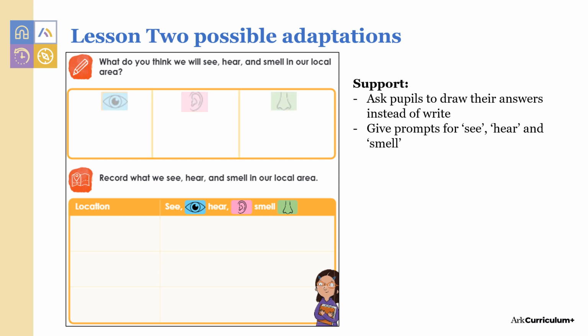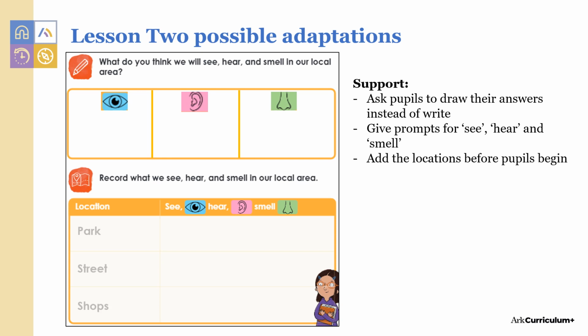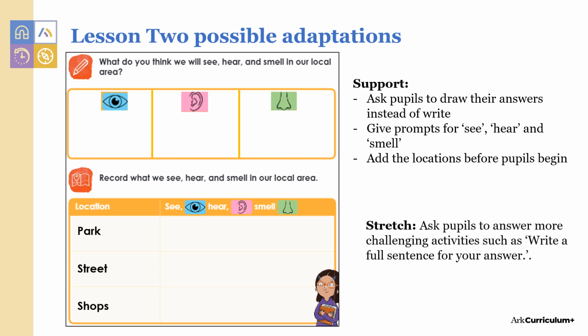You could give prompts for see, hear and smell. And you could add the locations before pupils begin recording. To stretch pupils, ask them to answer a challenging activity such as write a full sentence for your answer.